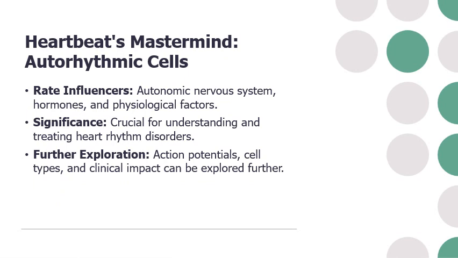And here are some more things I added. Rate influencers, such as the autonomic nervous system, hormones, and physiological factors. The significance, it's crucial for understanding and treating heart rhythm disorders. And then I believe there should be further exploration. Action potential, cell types, and clinical impact can be explored further down the line.